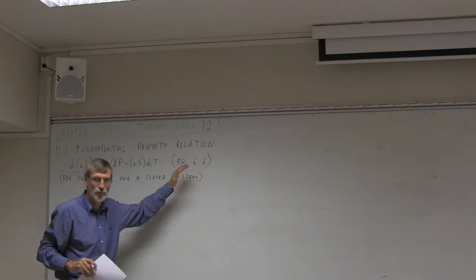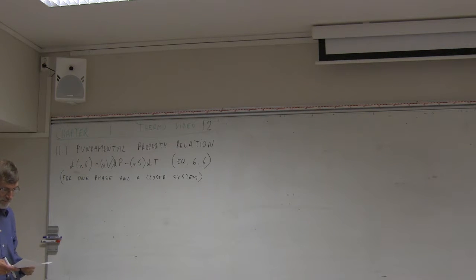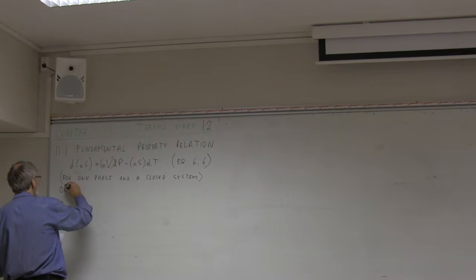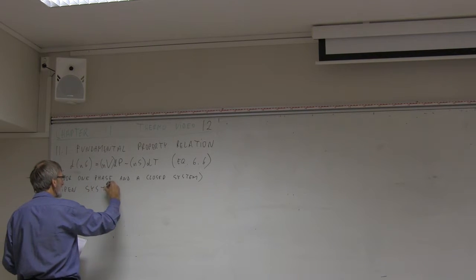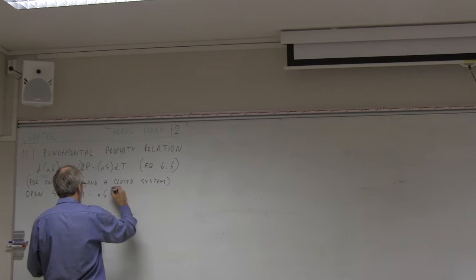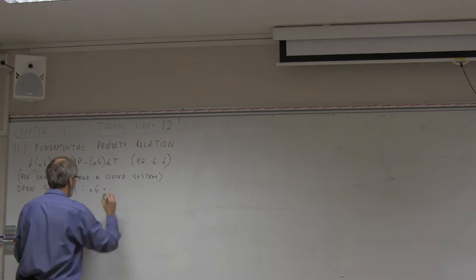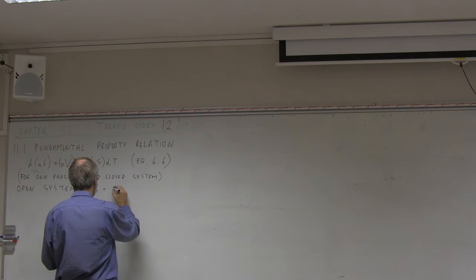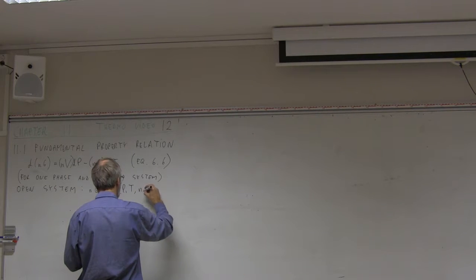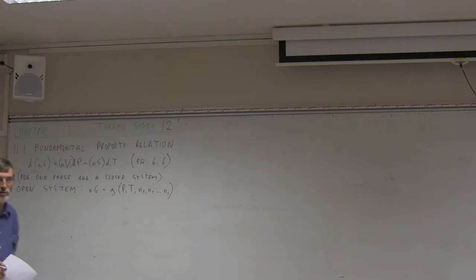In chapter 6, we worked with pure components, one phase, and a closed system, and now we will go to an open system, where the number of moles times G, the total Gibbs free energy, is some function of pressure, temperature, and the amounts N1, N2, and so on, of all components in the system.